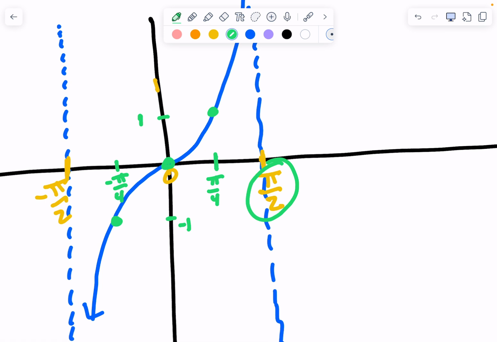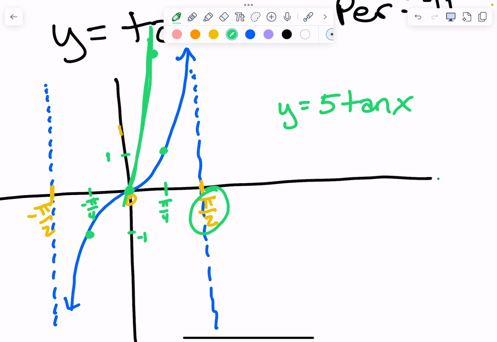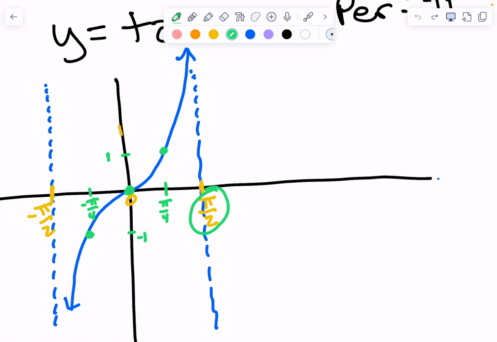Now, let's say instead I say, okay, we're going to graph y equals 5 tangent of x. What does that mean? This first dot will look like this, and it'll go almost straight up, right? It'll have a really high amplitude, kind of. So that is how that works. All right? Got it? So vertical asymptotes, all of the things.